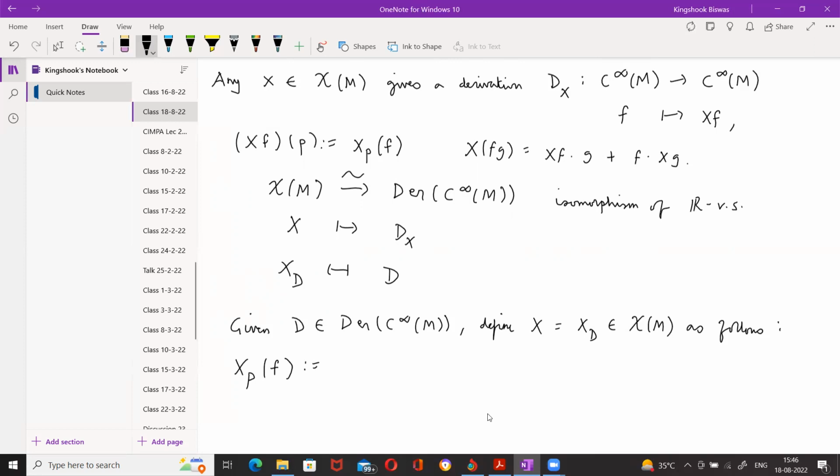F is just a germ of a smooth function near P. But I can take a bump function, multiply F by a bump function near P, and then extend it to a smooth function on all of M. Once I extend it to a smooth function on all of M, then my derivation D can act on it. So I extend F to a smooth function F tilde on M, and then I let D act on F tilde. This gives me again a smooth function on M, and then I evaluate this at P.